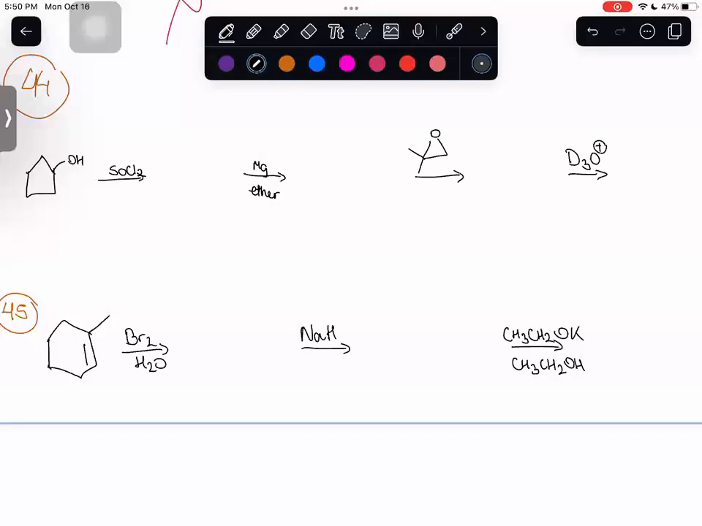Okay, can I get one volunteer to start solving the first one? 44. First one, too rough. No volunteers? No? Okay, let's do 44 together.